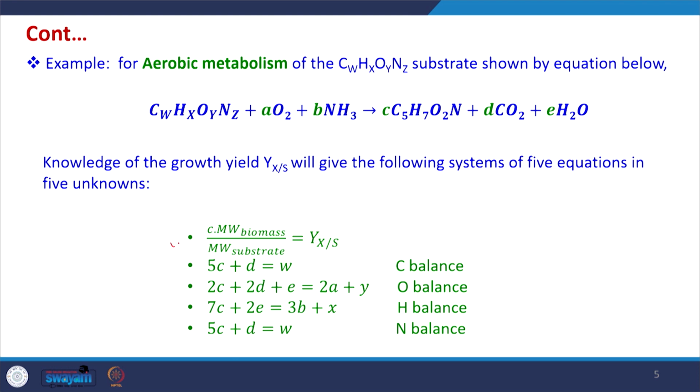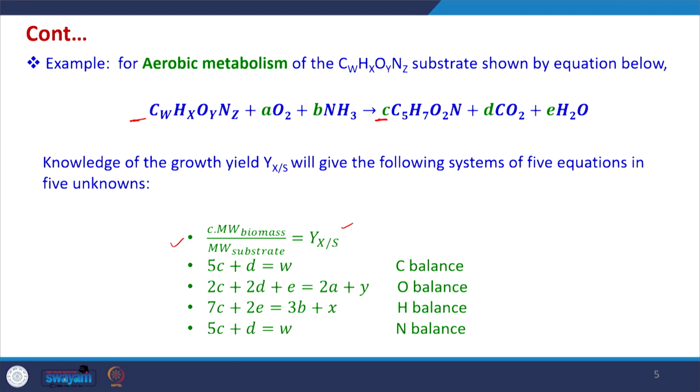So, growth yield is written here, and here the growth yield will be defined as the amount of biomass formed. The amount of biomass formed is C into molecular weight of biomass, divided by the molecular weight of substrate, because C is the amount of biomass formed per unit amount of substrate, and here since the coefficient is 1, it is not written here. So, this is C into molecular weight of biomass divided by molecular weight of substrate. So, this is the growth yield.